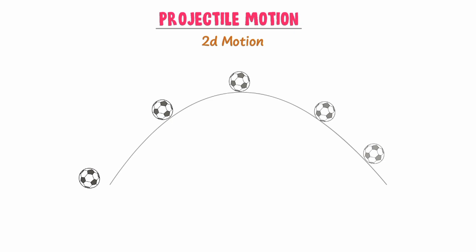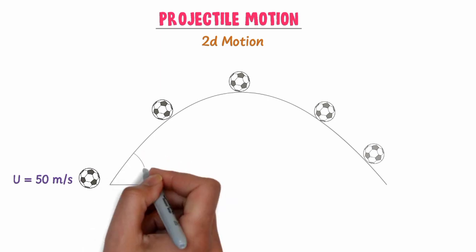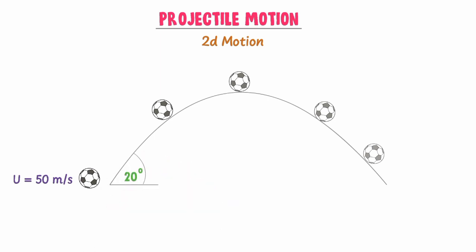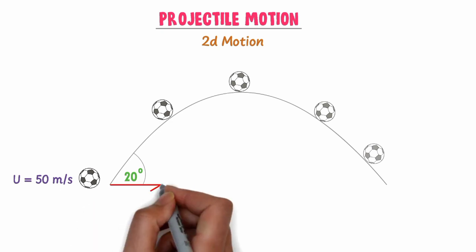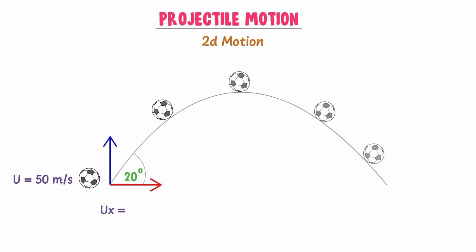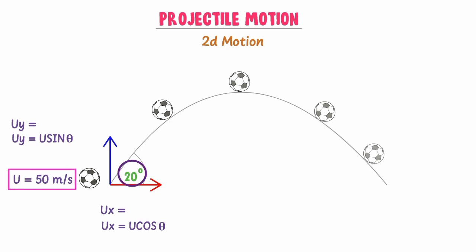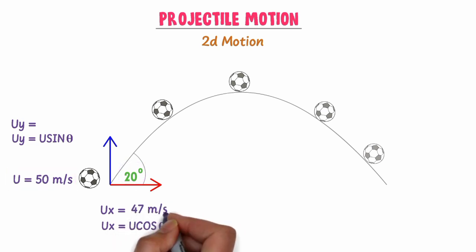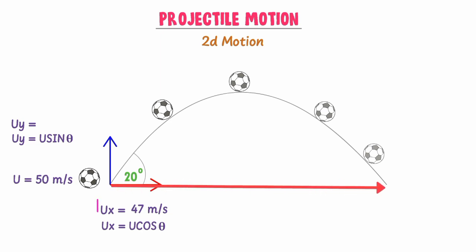Now consider that the initial velocity of the ball is u = 50 meters per second. Let the motion of the ball form a 20-degree angle with the x-axis. What about the horizontal velocity ux and vertical velocity uy? Well, we know that ux = u cos theta and uy = u sin theta. The value of u is 50 and that of theta is 20. We get roughly 47 meters per second. Thus, the initial velocity of the ball in x direction is ux = 47 meters per second.